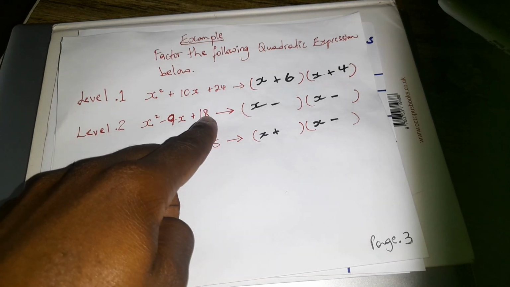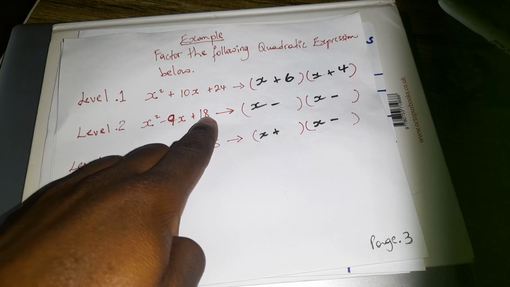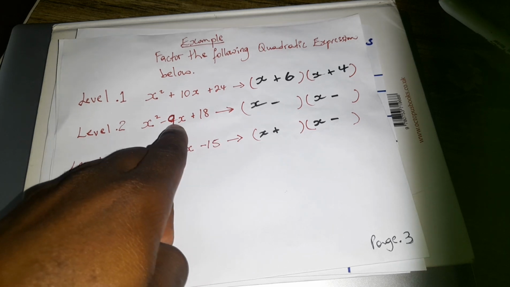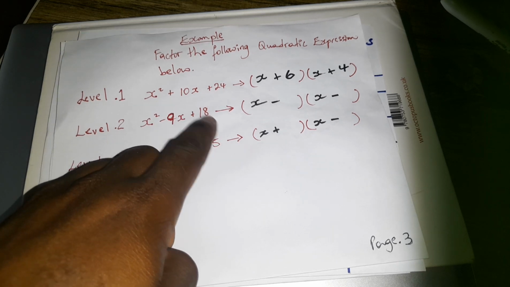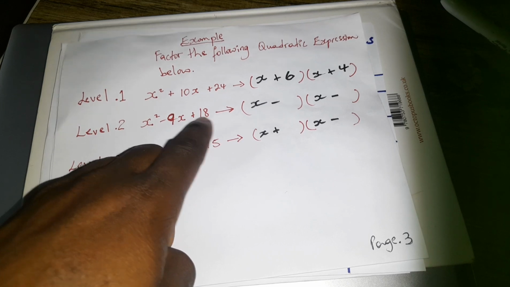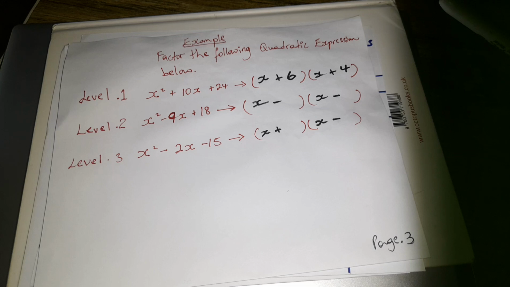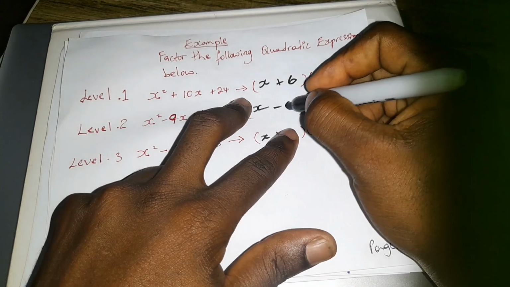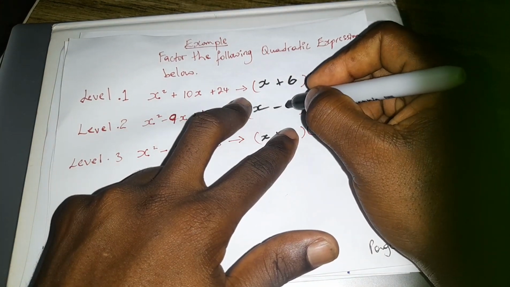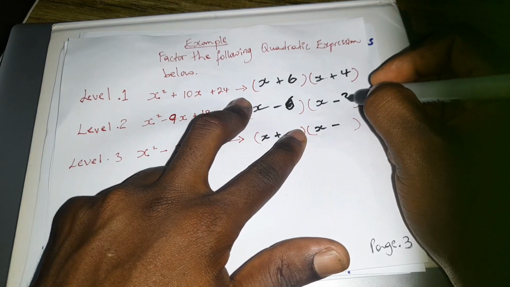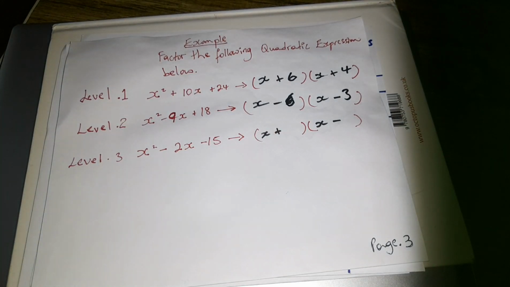Now, which two numbers when you multiply, you get 18, but when you add them, you get 9? Timetable again. 3 times 6 is what? 18. When you add them, what do you get? 9. So, you just put them anywhere you want. Anyway, this is 6 and this is 3. It doesn't matter. Finish already.